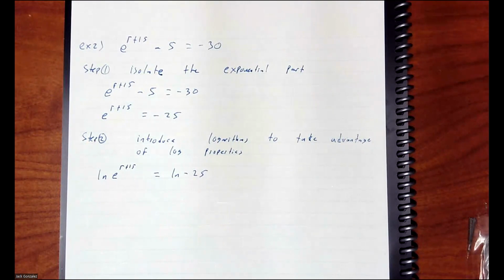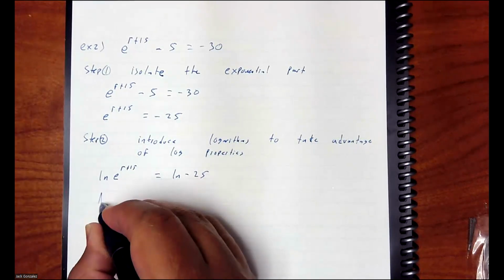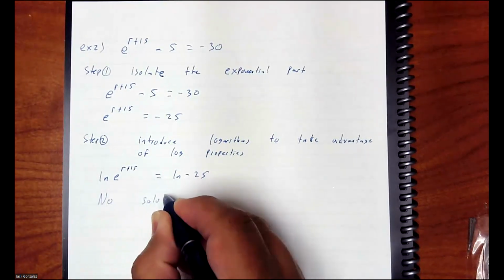Do you remember definitions and requirements, domain and range for logs? You cannot have a negative inside a log. You cannot have 0 either. It has to be above 0. So if you start solving this and you get to this point, you should automatically stop and say, you know what? There is no solution because this cannot be done. Then on the homework, you say no solution.